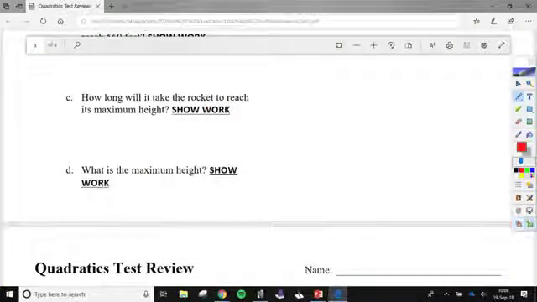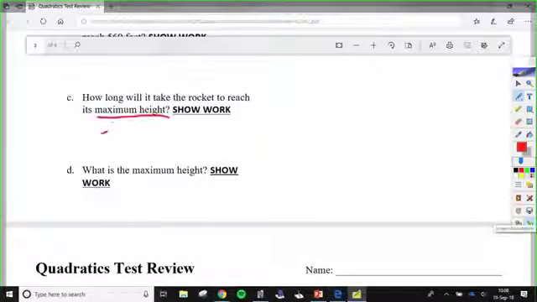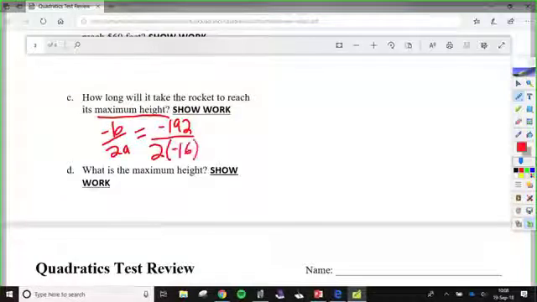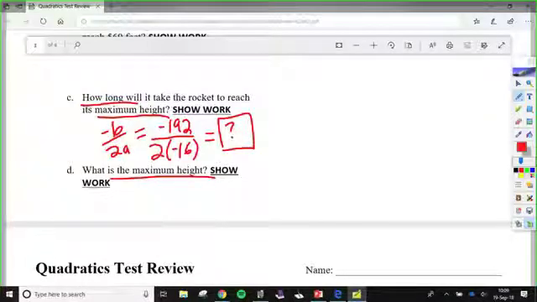Maximum height. So maximum height means vertex. To find the vertex, you need to use negative b over 2a. So in this case, b was 192, so you'd have negative 192 over 2 times a, which is negative 16. So solve that. That'll be your time. That'll be the answer to how long it takes to reach maximum height. Whatever that number is, plug it back into that function, and you'll find out what the height was. So that'll be the t value, how long, the answer for C. But when you plug that value back into t, you'll find the maximum height.